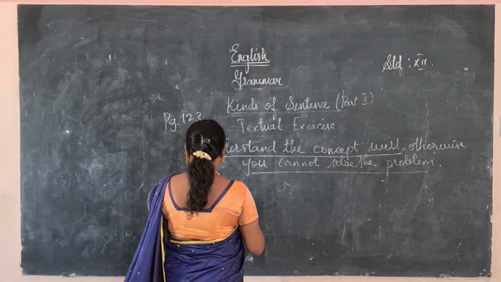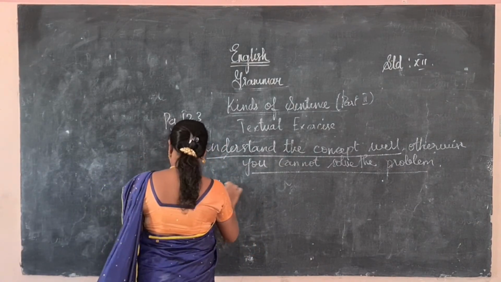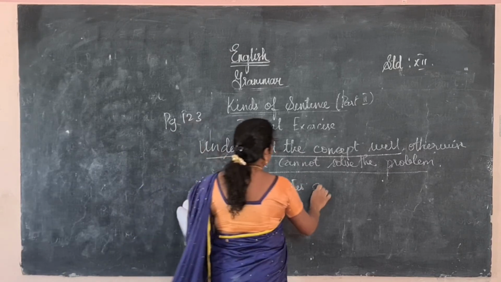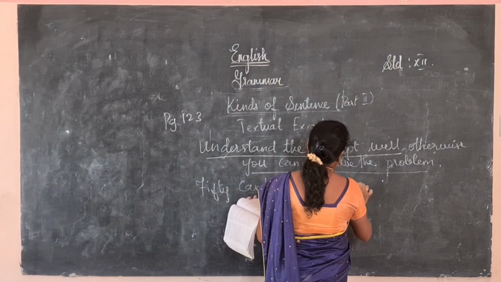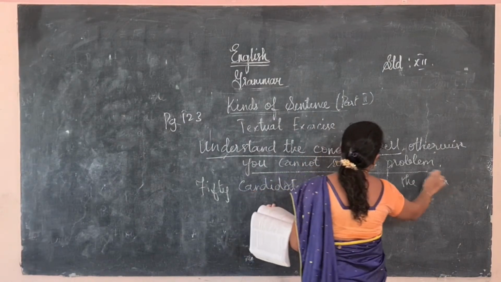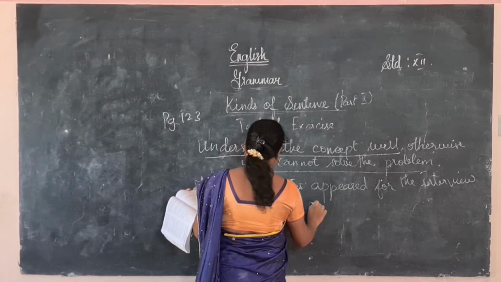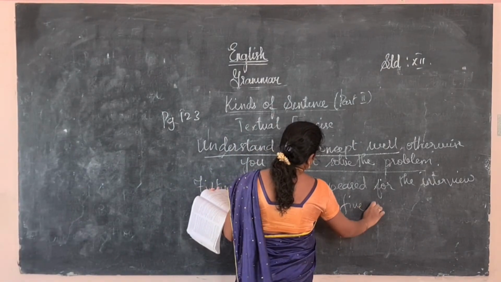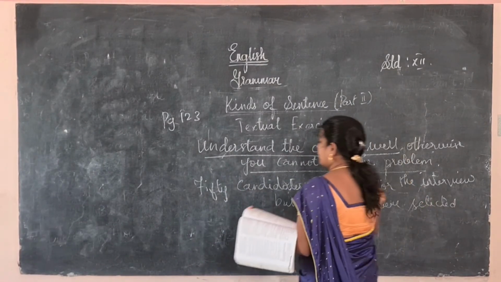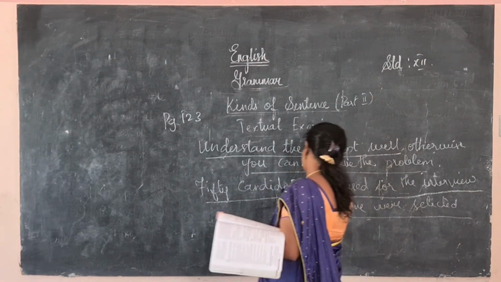Fifty candidates appeared for the interview but only five were selected. Fifty candidates appeared for the interview is one main clause, only five were selected is another, and but is a conjunction.